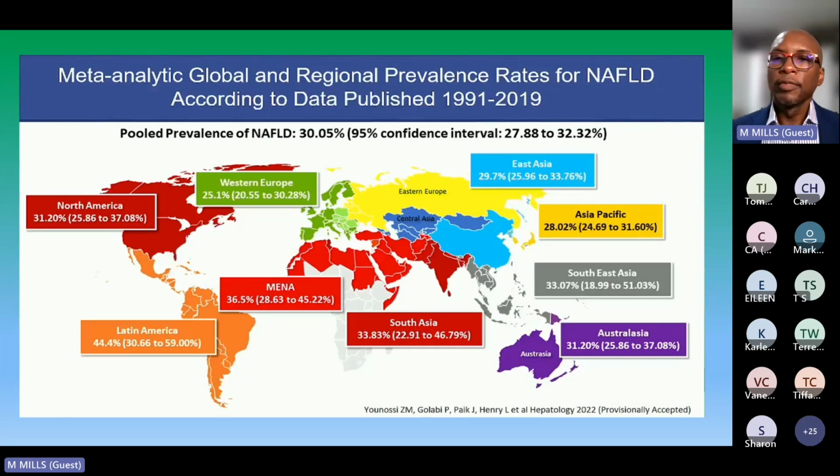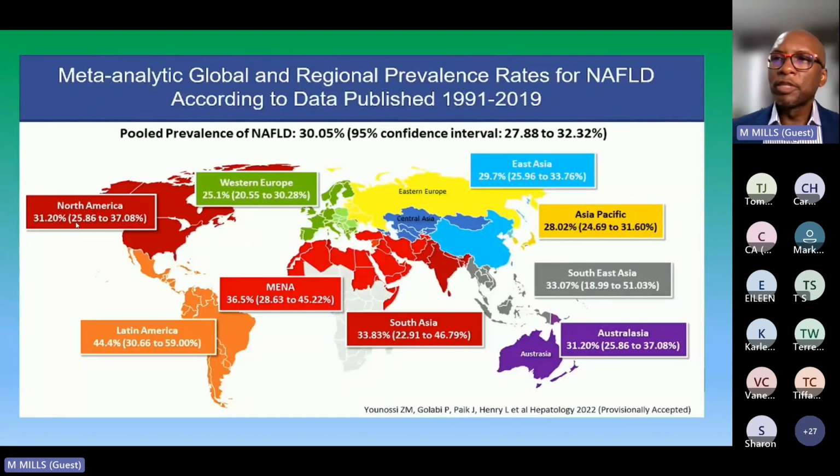First thing to recognize is that fatty liver is actually very common, and this pictorial representation really just highlights the fact that non-alcoholic fatty liver disease, or NAFLD as it's shortened to, has a prevalence worldwide of approximately 30%. So that's a significant number if you think about it. Almost 1 in 3 individuals worldwide would have some degree of fat in the liver.